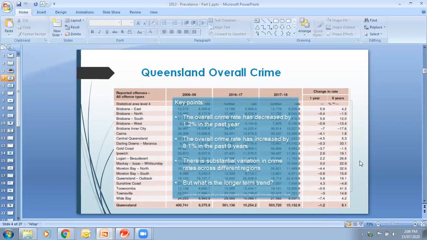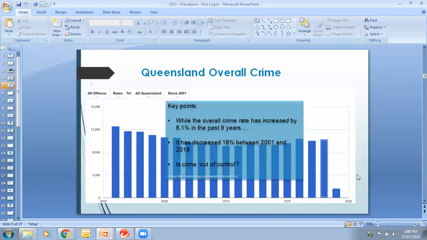So how can we make sense of this? Because there's substantial variation in crime rates across different regions. For instance, Brisbane South and West have had a decrease in the big city, but then we're looking at a smaller regional centre like Toowoomba that's had a massive increase. So we need to be able to figure out how we're going to use this and look at what is a longer term trend. We can look at it like this, where we're looking at the crime rates, all offence rates for Queensland since 2001.